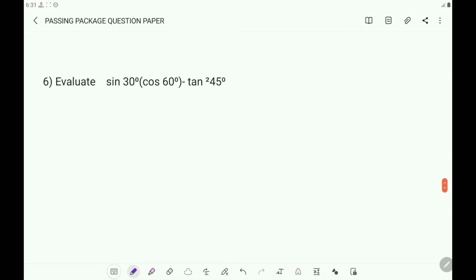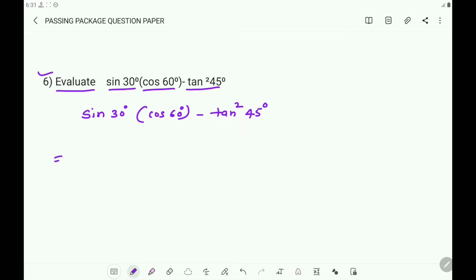Next, let us take the sixth question. Evaluate sine 30 degree into cos 60 degree minus tan square 45 degree. So you note down here, sine 30 degree into cos 60 degree minus tan square 45 degree. You must know the values of sine 30 degree, cos 60 degree and tan 45 degree. Then what is the value of sine 30? Sine 30 is 1 by 2. Cos 60 is also 1 by 2. Here sine 30 degree is 1 by 2 into cos 60 degree is also 1 by 2 minus tan 45 is 1. So tan square 45 is 1 square.